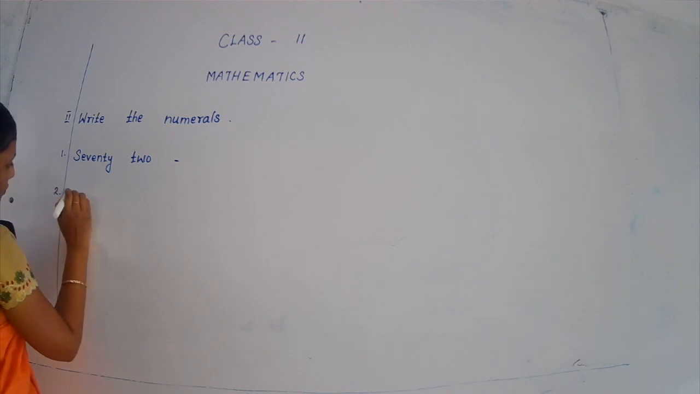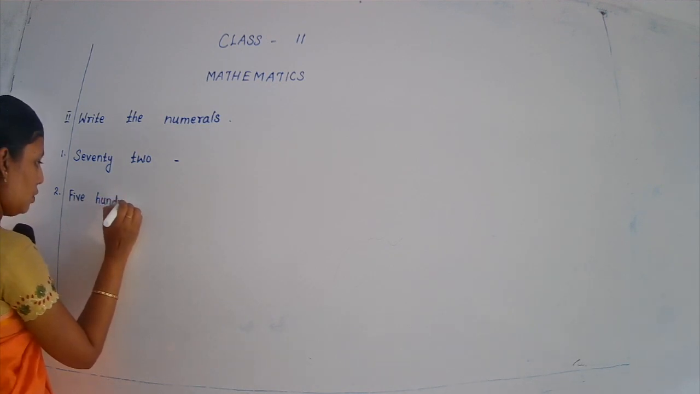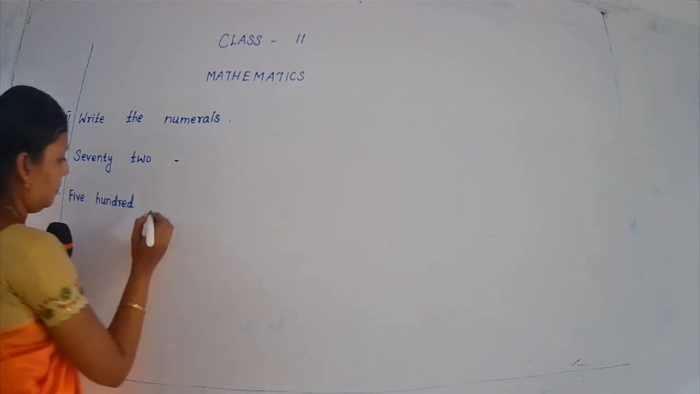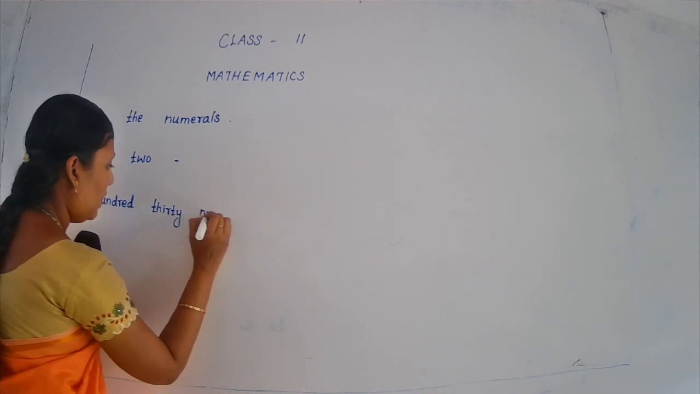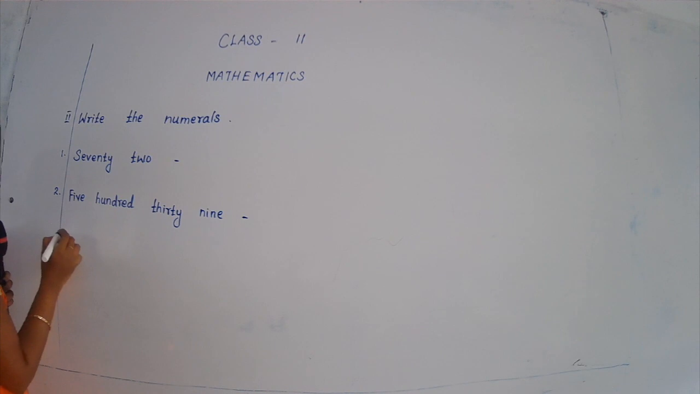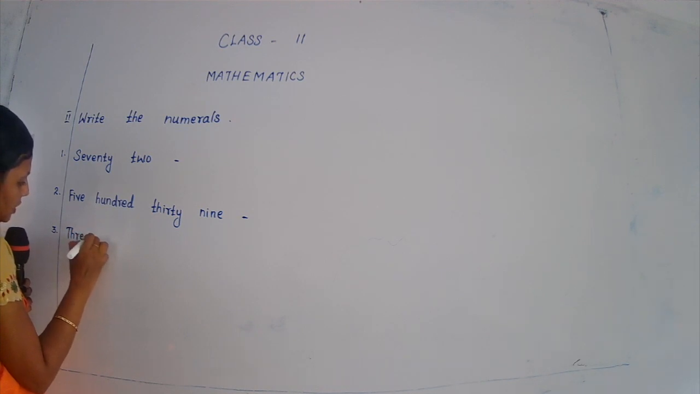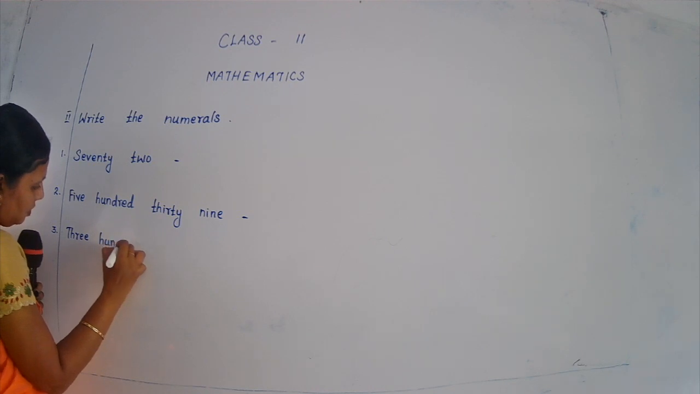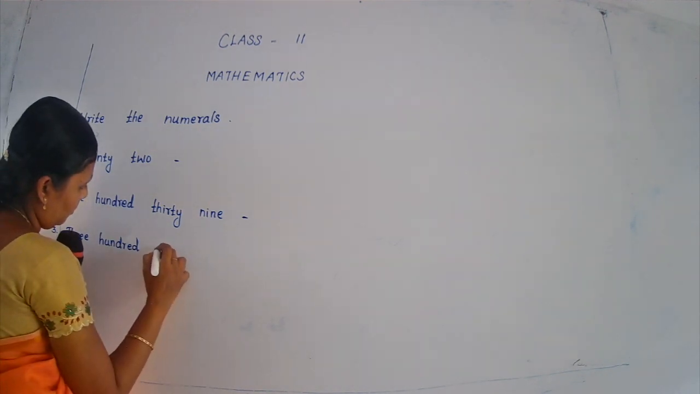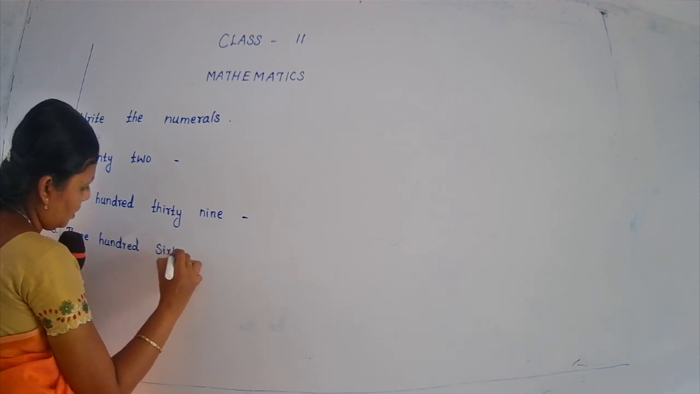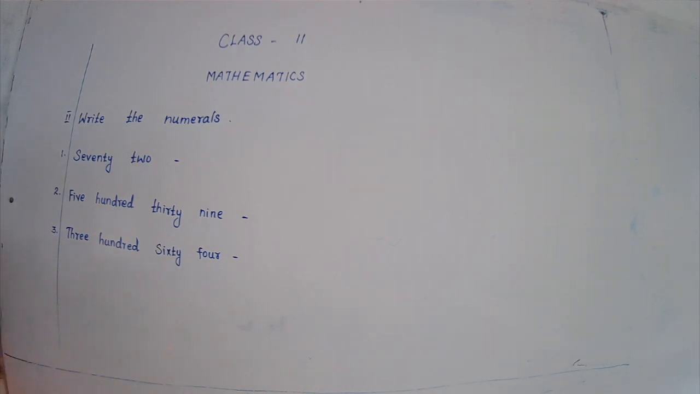Second one: FIVE, 5, HUNDRED, 500, THIRTY, 30, NINE, 39. Third one: THREE, 3, HUNDRED, 100, 300, SIXTY, 60, FOUR, 4, 64.